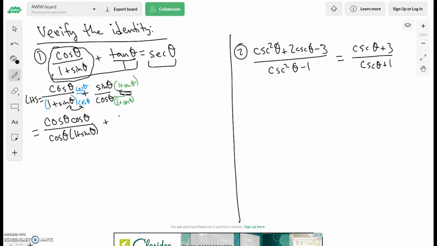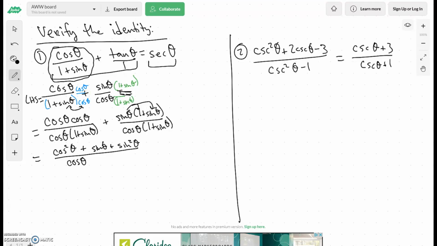And then here I'm gonna have a sine theta, 1 plus sine theta, divided by cosine theta, 1 plus sine theta. Okay, so now that the denominators are the same, I can go ahead and combine both of these. So cosine and cosine is going to give me cosine squared theta. Okay, and then I'm going to add this to this part. I'm going to distribute this, so I'm going to have plus sine theta plus sine squared theta divided by cosine theta, 1 plus sine theta.